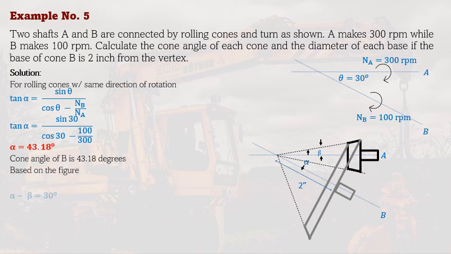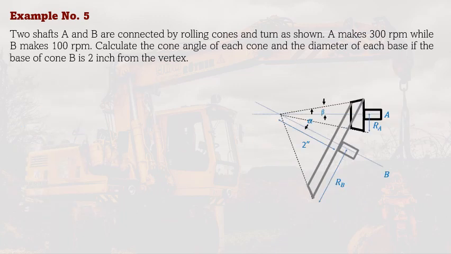So based on the figure, alpha minus beta is 30 degrees. Therefore, we can get beta as the difference between alpha and 30 degrees. So that is 13.18 degrees, which also coincides here in our figure since beta is a smaller angle here and alpha is the larger angle. So the cone angle of A is 13.18 degrees.